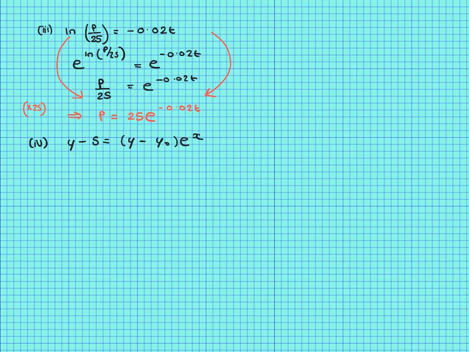Part 4, we now have to make x the subject of this result over here. So I'm going to simply start off by dividing both sides by y minus y0, which leaves me with e to the x on the right hand side. Then simply I want to take ln of both sides, so I've got ln of y minus 5 over y minus y0 equals x, and we have finished. Some people might like to split up the left hand side and write it as ln of y minus 5 take away ln of y minus y0, but I think it's actually a lot neater as it is in this format here.